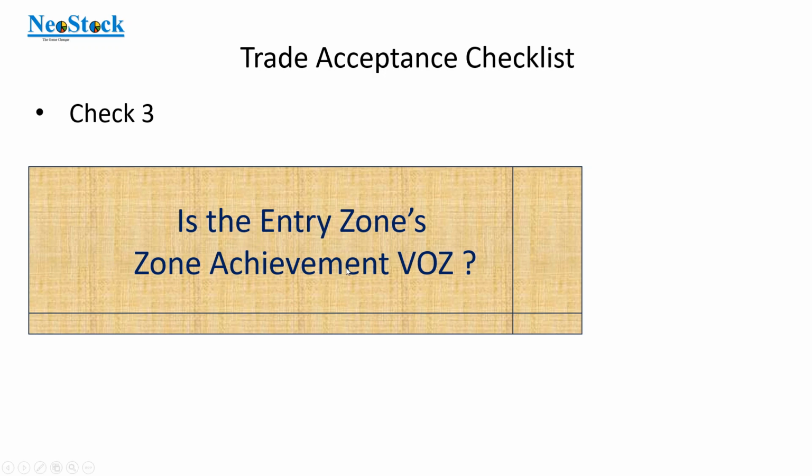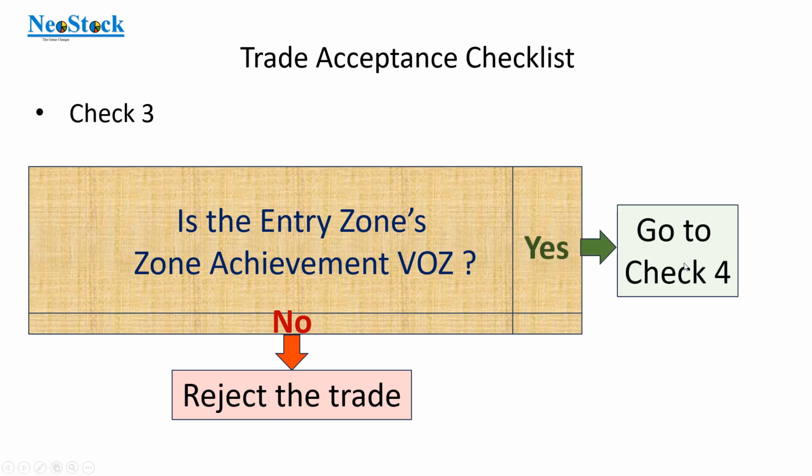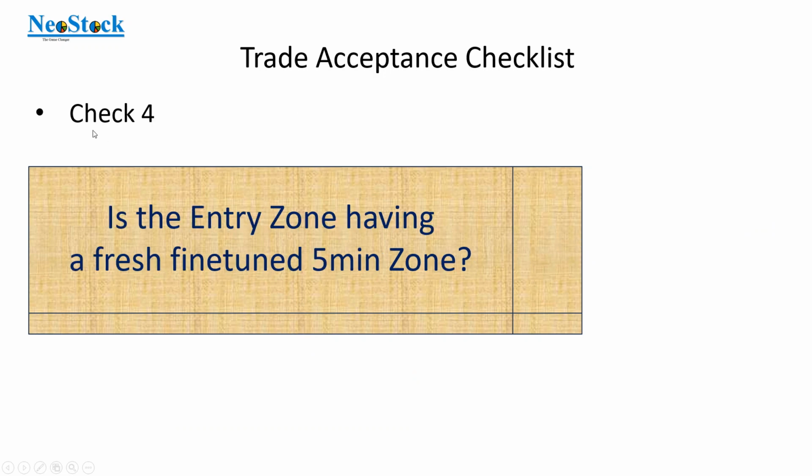So that means, is the zone achievement a violated opposing zone? If the answer is no, reject the trade. If the answer is yes, you go to checklist item 4. So what is checklist item 4? Checklist item 4 says, is the entry zone having a fresh fine-tuned 5-minute zone? It's very, very important.